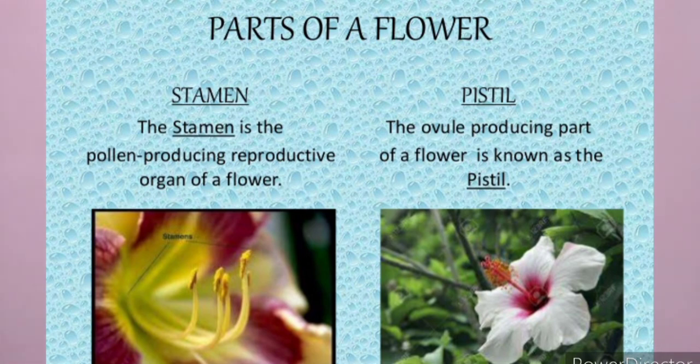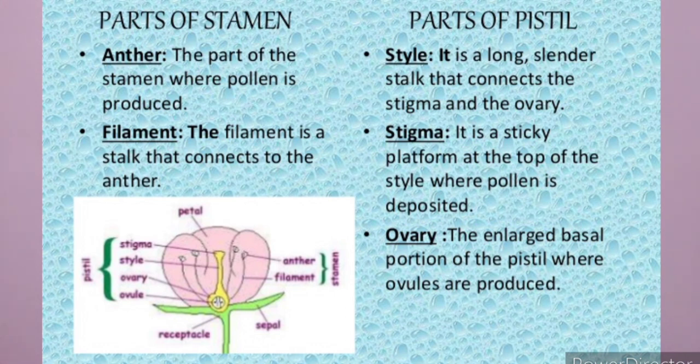First we have the parts of the stamen. Stamens are the male parts, pistils are the female parts. The stamen contains two important parts. Anther is the part of the stamen where pollen is produced. Pollen grains are the male reproductive cells. And the filament is a stalk that connects to the anther.